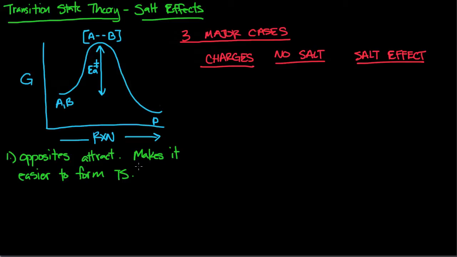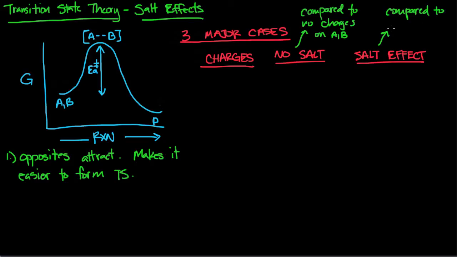So the first major case we're going to do, we're going to talk about the three major cases, what the charges are, and what the effect on K and Ea is going to be in no salts. And when we say no salts, we mean compared to no charges on A and B. And then after that, we're going to take a look at the effect of salts, and we're going to say compared to no salt present.